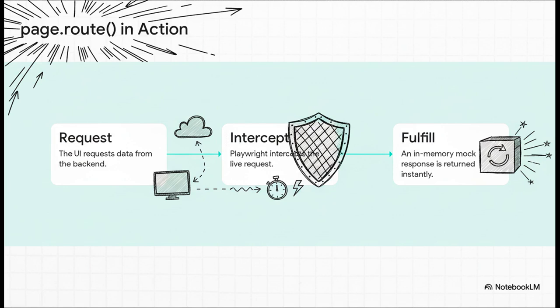It's a super simple three-step dance. 1, your UI tries to request data, just like it normally would. 2, Playwright steps in and intercepts that request. And 3, instead of letting it go out to the real, unpredictable network, it just hands back a perfect, predefined mock response, instantly. The UI gets exactly what it needs, every time, in milliseconds.